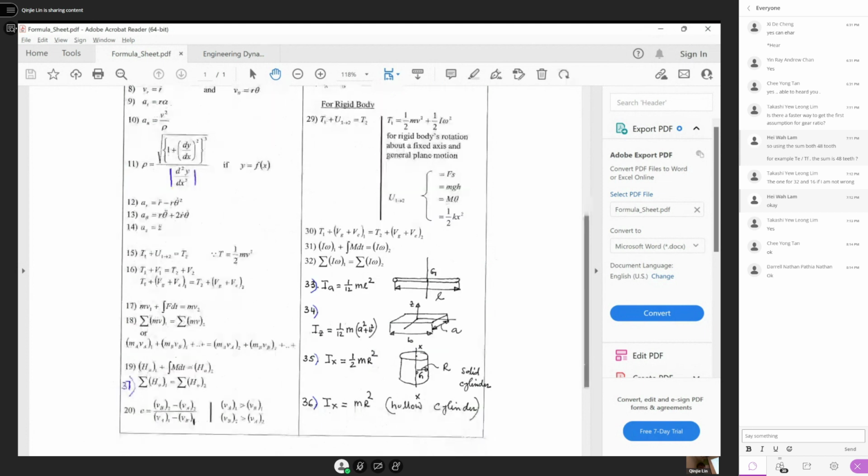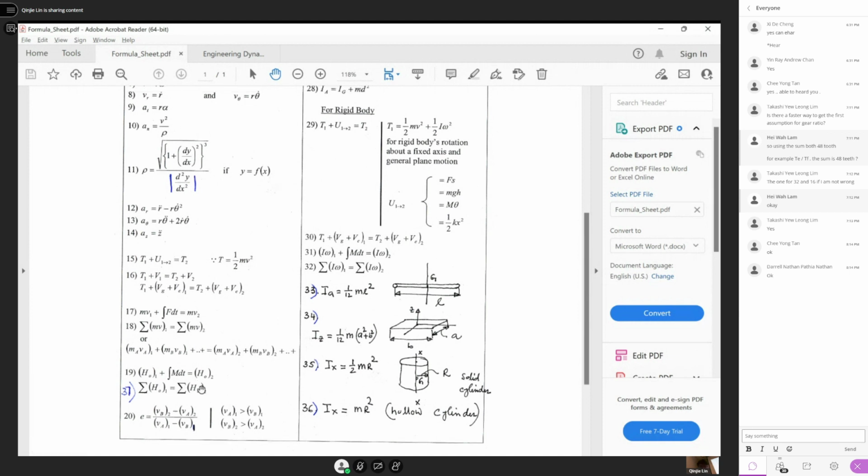Then 17 comes to your momentum already. mv plus, this is your impulse, equals mv2. 18 is conservation of momentum. Basically, initial total momentum must equal final total momentum. 19 is angular momentum. So H is our angular momentum. This is our angular impulse. Same thing down here, total angular momentum at the start must equal total angular momentum at the end.